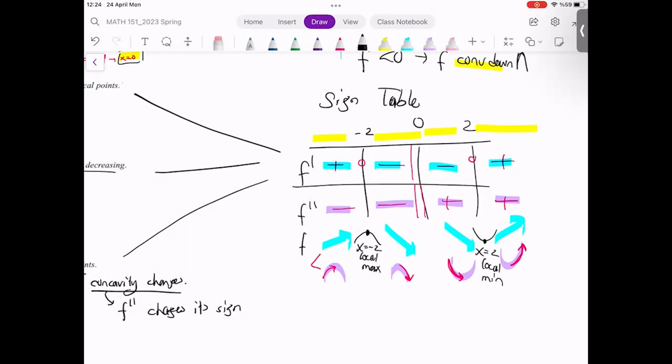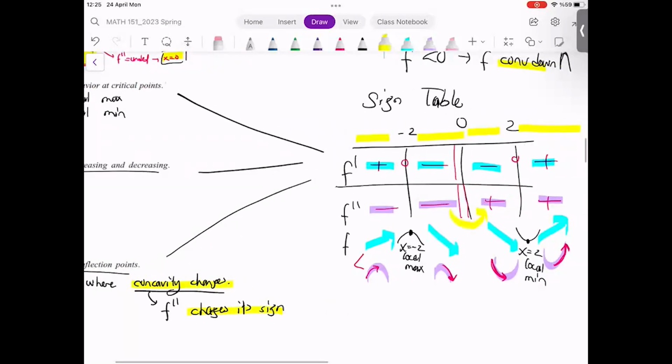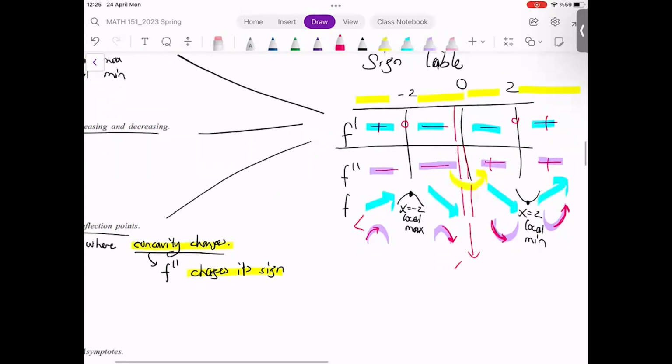Is there any inflection point according to this sign table? Remember, what's an inflection point? An inflection point is the point where concavity changes or where the second derivative changes sign. There is such a point here. The second derivative changes sign from negative to positive at x equals 0. But you cannot take it as an inflection point because it is not included in the domain of your function. Remember, your function f also has a double line at x equals 0. It is not in the domain. Okay, let me explain it here. x equals 0 cannot be taken as an inflection point.